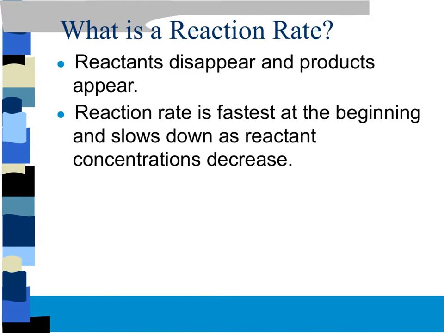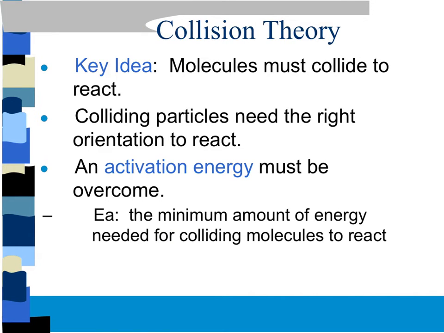And the reason why it's fastest at the beginning is because that is when the reactants are in the highest concentration. And then eventually, over time, it's going to slow down because the reactants are being used up. Now, in order for a reaction to take place, it is all based on what is called the collision theory. So, in order for a reaction to take place, the particles and the molecules are colliding and hitting each other, okay? But they have to collide and hit each other in the right orientation. They also have to have enough what we call activation energy. Okay, so activation energy is the minimum amount of energy required for the reaction to take place. Okay, and we're going to talk more about that.